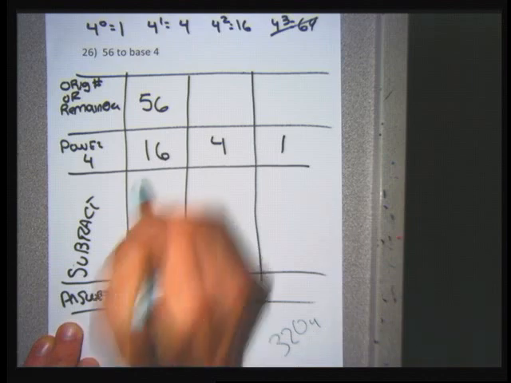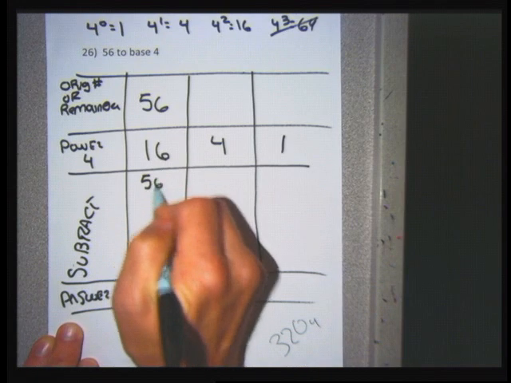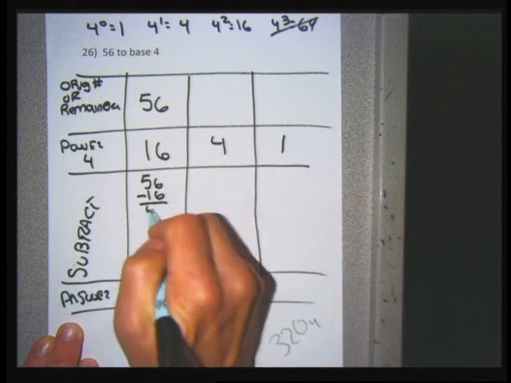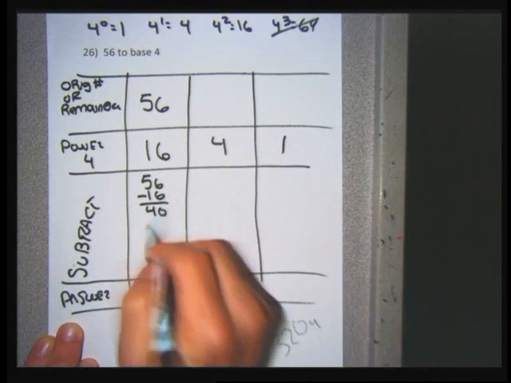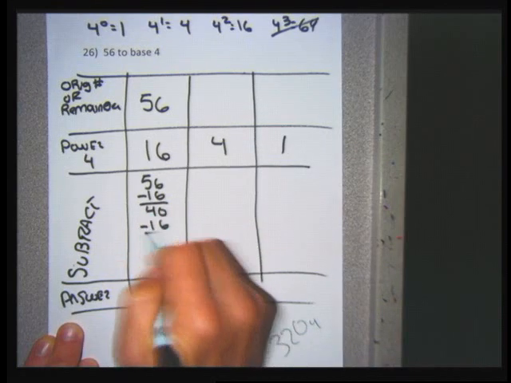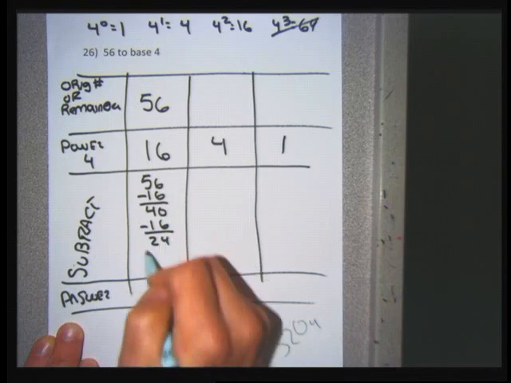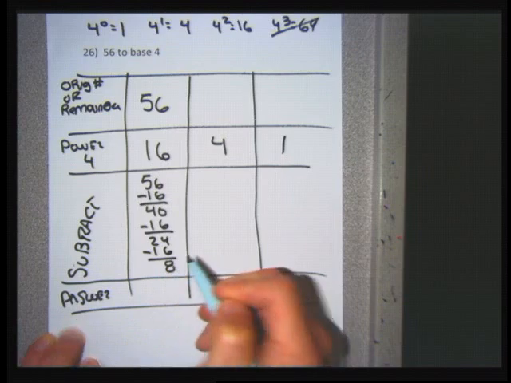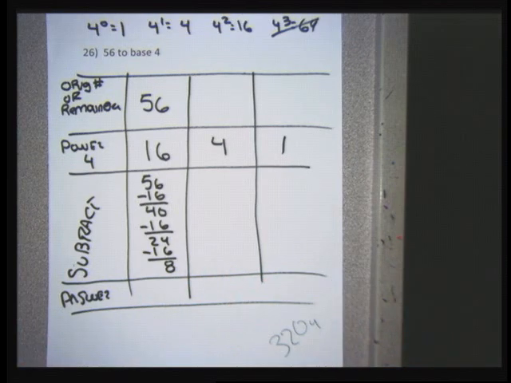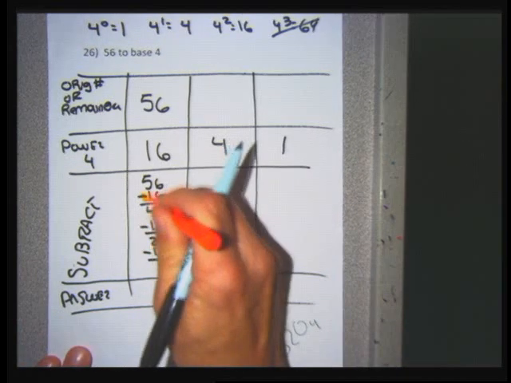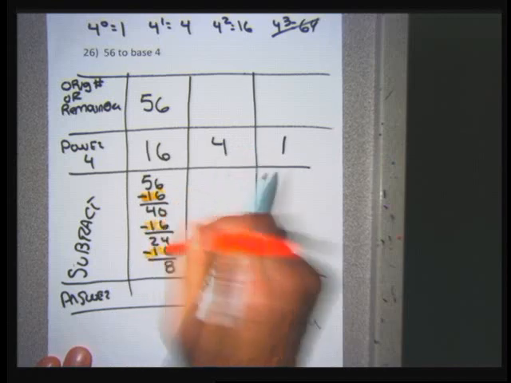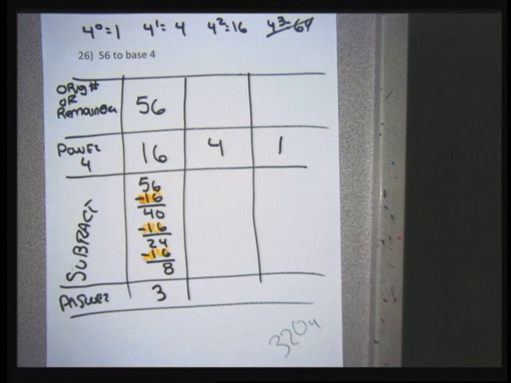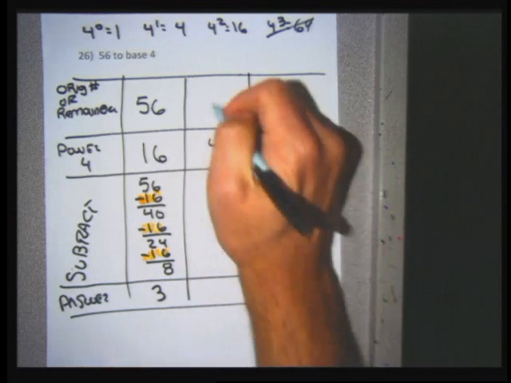Now it's just subtracting. So first I'm going to go 56 minus 16. 56 minus 16 I believe is 40. It's safer to use your calculator. 40 minus 16 is 24. 24 minus 16 is 8. And I can't subtract because I'm under 16. So I'm going to get 1, 2, 3 subtractions. So I'm going to get 3 for my answer row. I'm going to carry the remainder up.